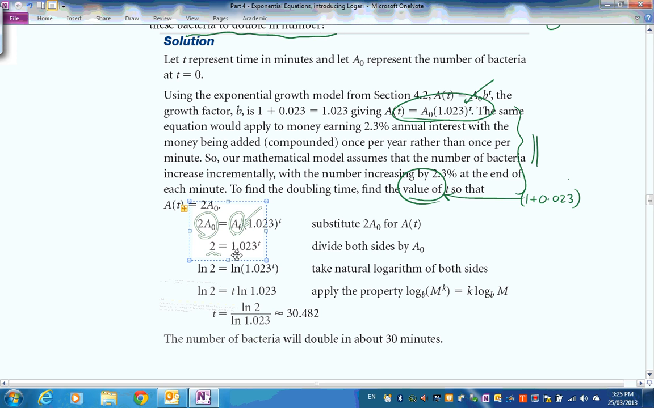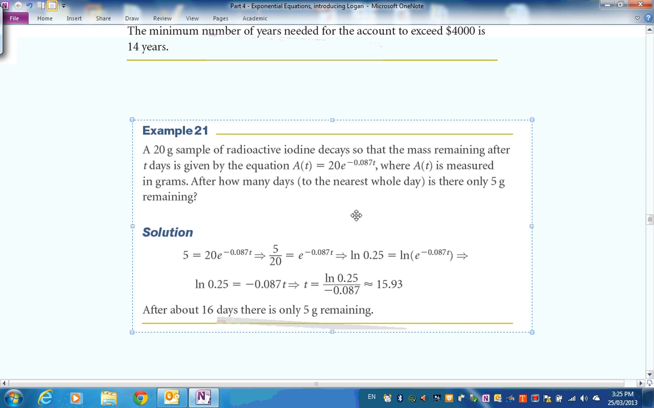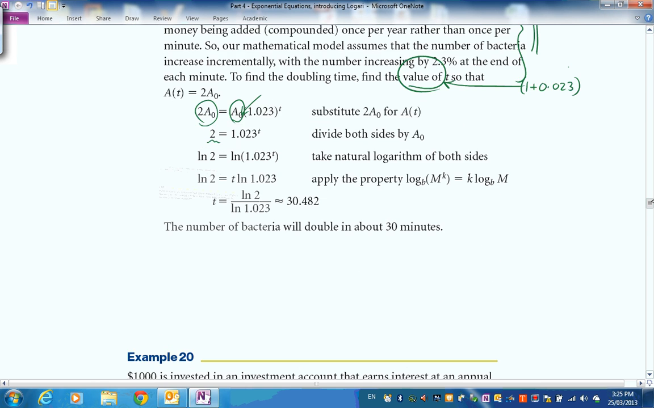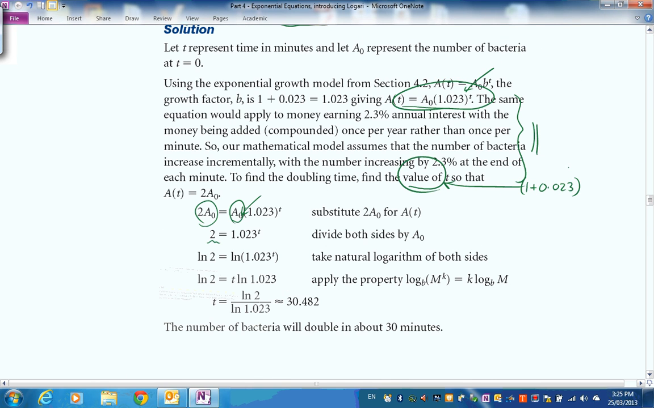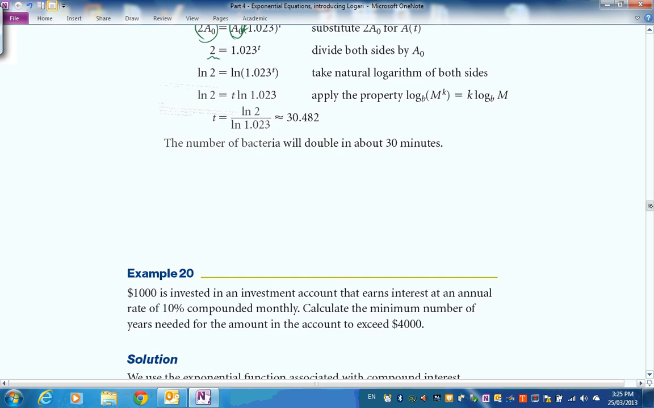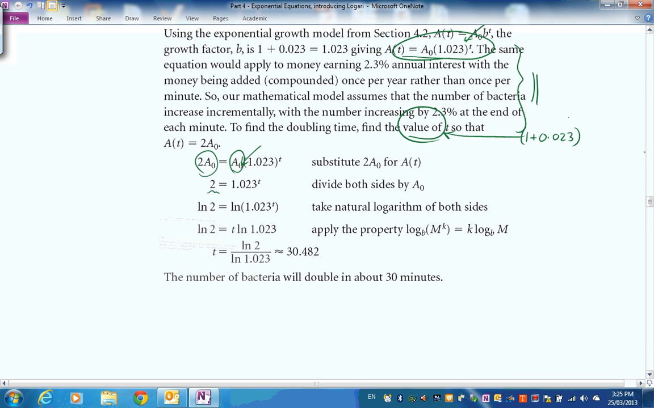So we have the exponential equation: how long would it take to get to that point? So we've got this expression here then, and we want to find the time for that.